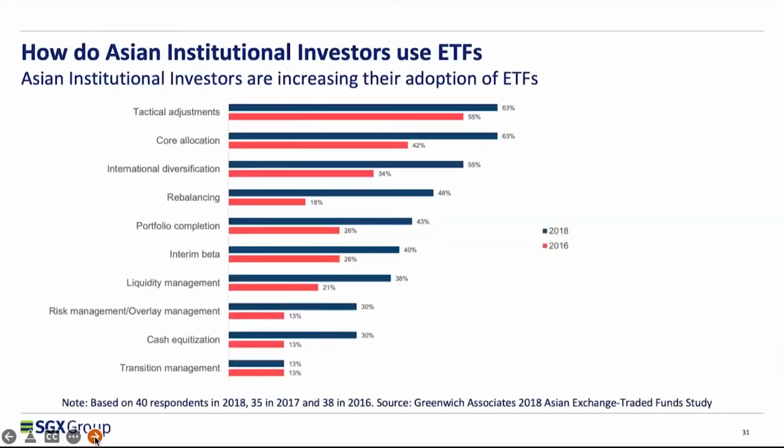Here is a chart based on a survey that was done in 2018. But I can tell you that the data is still very much relevant in today's context. Looking at it, a large majority use this for tactical adjustment, core allocation, as well as international diversification. Strategies like transition management and cash equitization are very little.